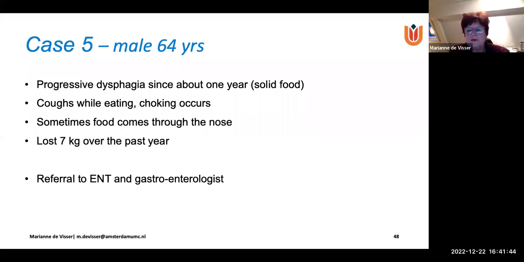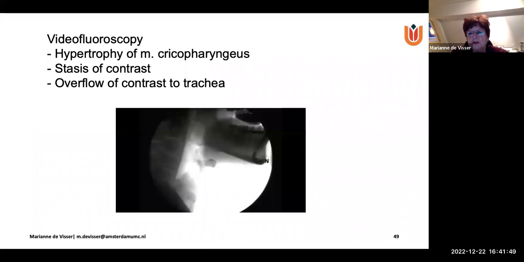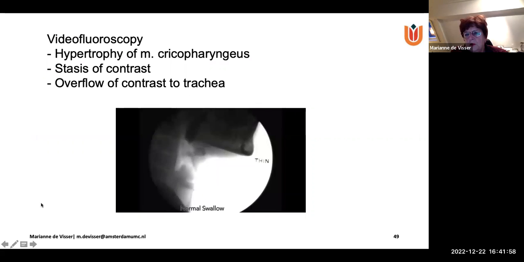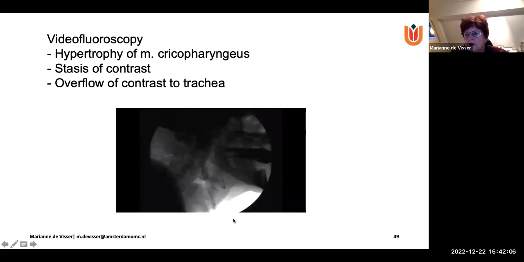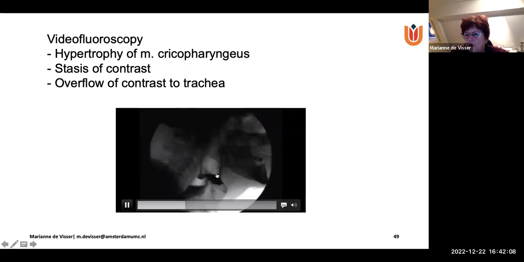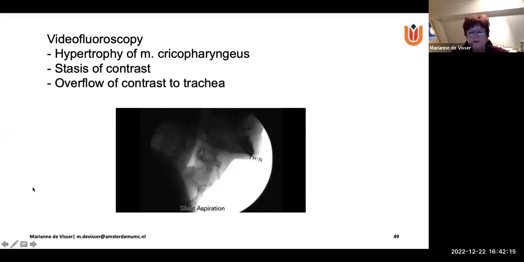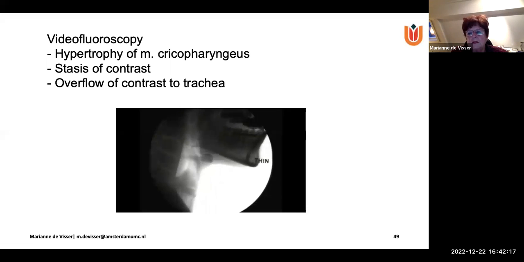As I said, he was first referred to an ENT specialist and after that to a gastroenterologist who performed a video fluoroscopy. And first you see a normal video fluoroscopy, normal swallow, but the patient showed hypertrophy of the musculus cricopharyngeus, and there was an overflow of contrast, as you can see here, to the trachea. After that was found, the patient was referred to neurologists, and that is when we saw him.